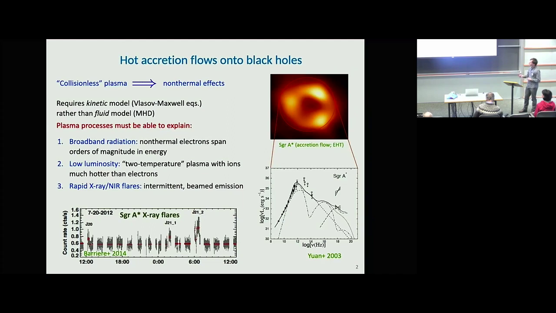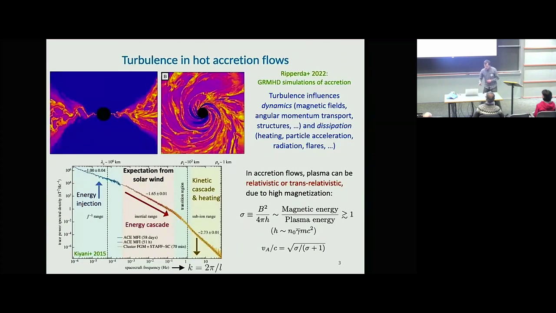Finally, we also want to understand what the source of flares in X-ray and near-infrared wavelengths is. It's observed that these are intermittent flares, and so we need some sort of localized mechanism, possibly a beaming, to explain those flares. So those are the motivations to have in mind, and I'll be touching on all of them to some extent here.